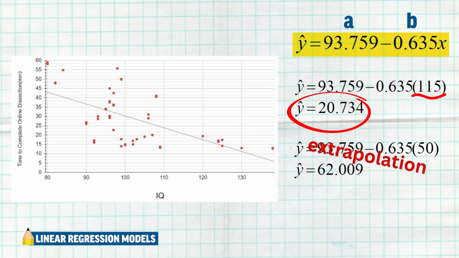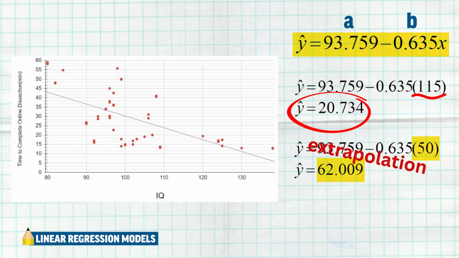complete the online dissection. Now, notice in this next example, I wrote something over top of it called extrapolation. Extrapolation is trying to make predictions for data that's outside of your data range. So here I tried to input 50. And again, nothing was stopping me from plugging in 50. A student could certainly have an IQ of 50, and I could plug 50 in, and I got a predicted value of about 62 minutes. But why is this called extrapolation, and why is this not recommended?